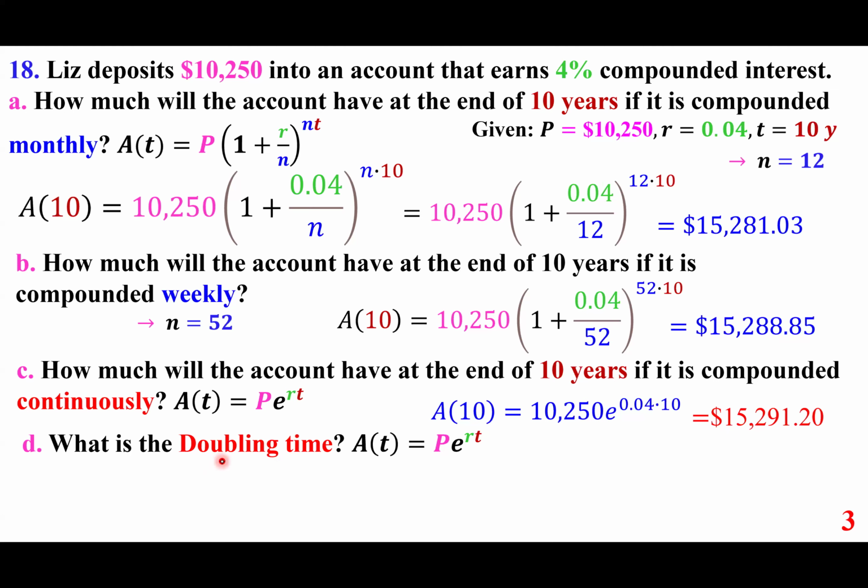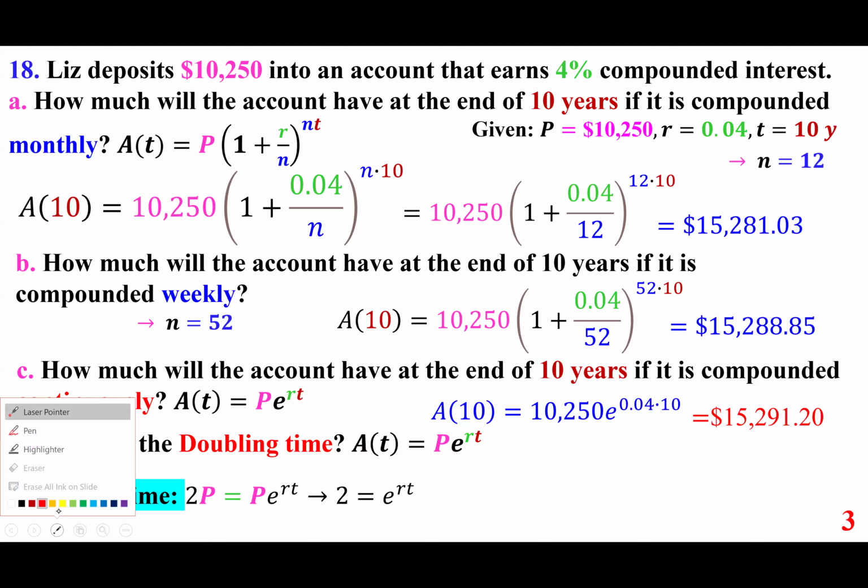And to do so, P, which represents the initial value, it could be the initial investment or initial population, will become 2P. So you don't need to know what's A(t). So 2P. And of course, we cancel out the P from both sides.